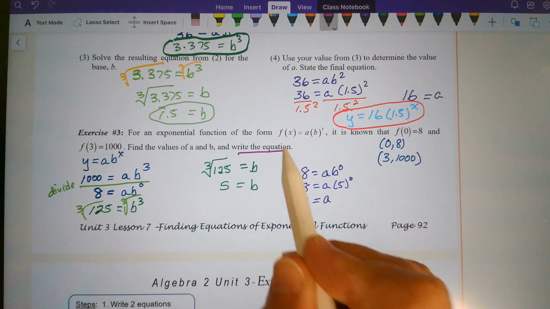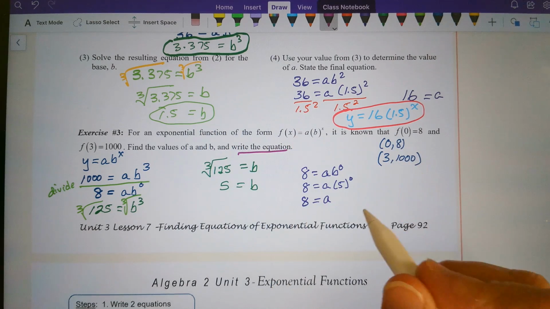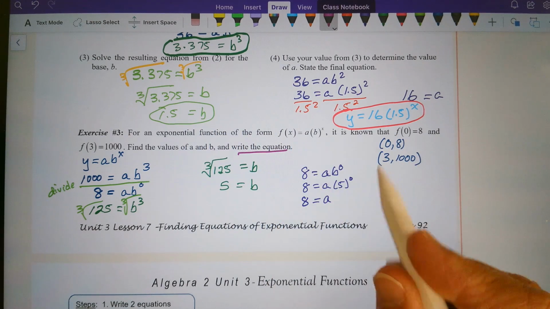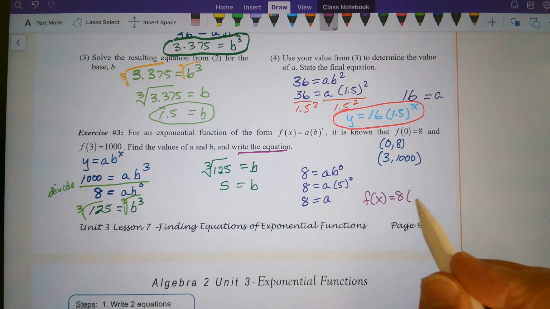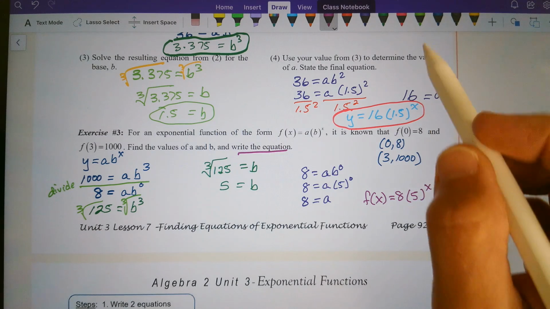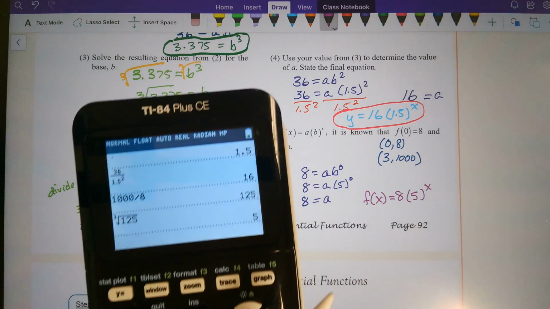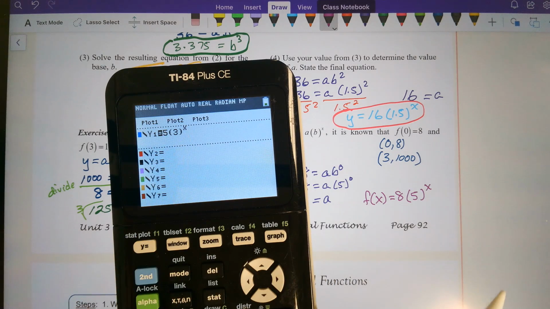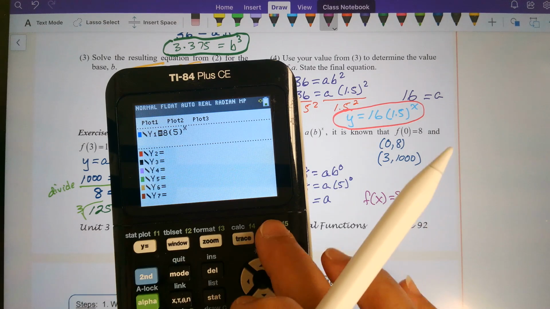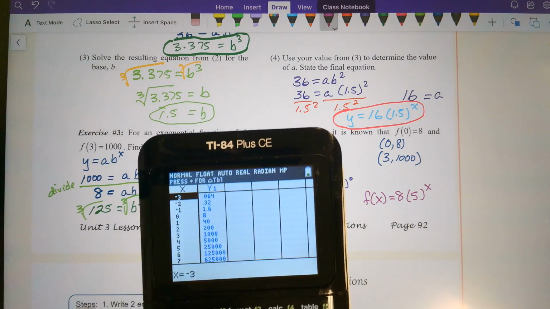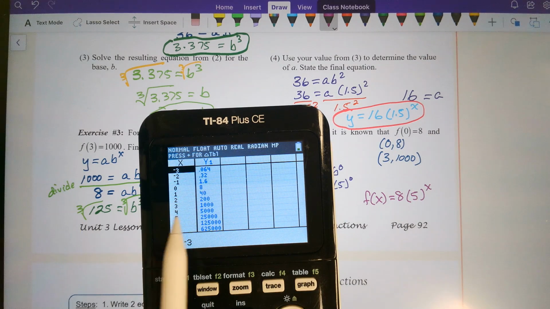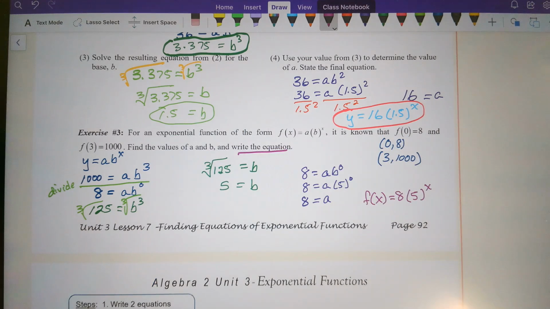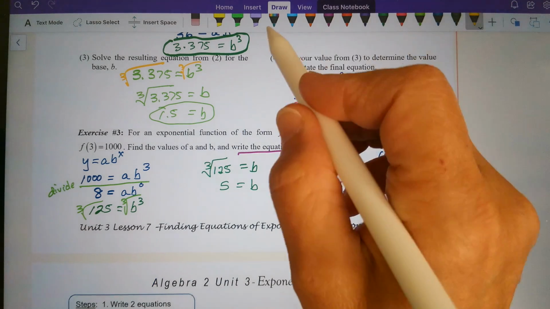Don't forget, write the equation. So f of x equals, that's the form that was in the direction. So f of x equals 8 times 5 to the x. This is our equation. Let me just check it before I circle the answer. Go to y equals, this is 8 times 5 to the x. Check the table of values. And 0, 8, yep, that's there. And an input of 3, an output of 1,000, yes. So we know our answer, this equation is correct.